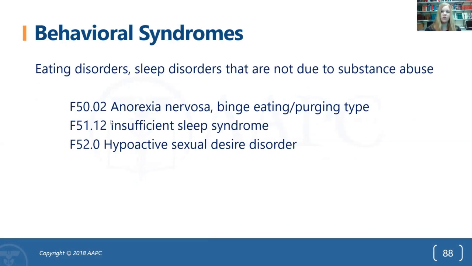For our behavioral syndromes, which are eating disorders and sleep disorders that are not due to substance abuse, we have some listed here, such as F50.02, which is anorexia nervosa, binge eating and purging type, F51.12, which is insufficient sleep syndrome, and F52.0, hypoactive sexual desire disorder.